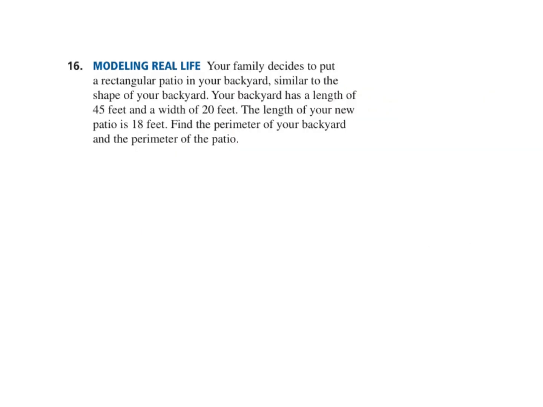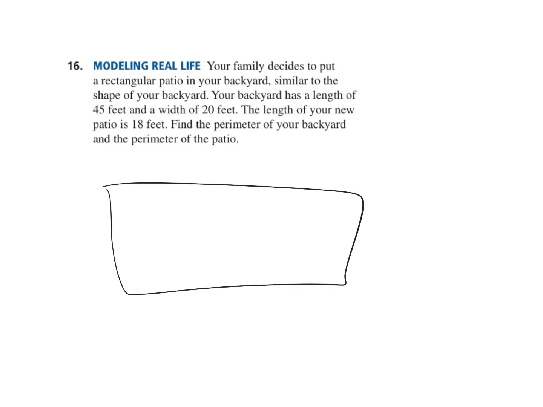Your family decides to put a rectangular patio in your backyard, similar to the shape of your backyard. Your backyard has a length of 45 feet and a width of 20 feet. The length of your new patio is 18 feet. Find the perimeter of your backyard and the perimeter of the patio.